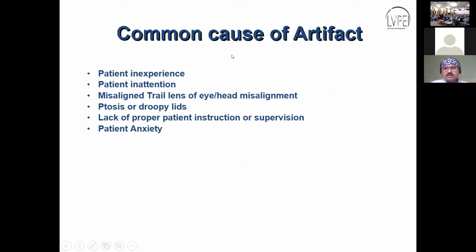The common causes of artifacts can be patient inexperience, patient inattention, misalignment of the trial lens, eye head misalignment, ptosis or droopy lids, lack of proper patient instruction or supervision, and patient anxiety. The lack of proper patient instruction, supervision, and the patient anxiety we can just consider as one. And now we'll be seeing the different types of artifacts which will be caused by this.